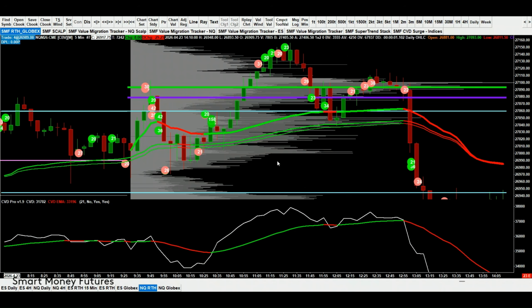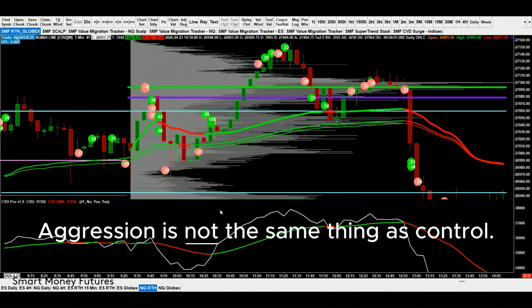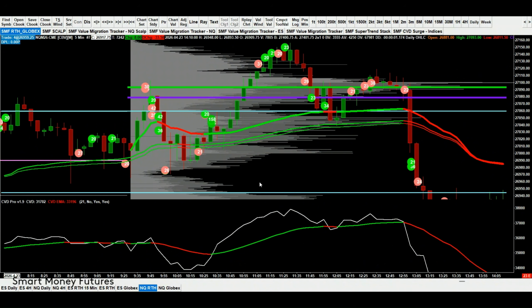Why CVD gets traders trapped. CVD stands for cumulative volume delta. It tracks the running difference between aggressive buying and aggressive selling. When traders lift the offer, that adds positive delta. When traders hit the bid, that adds negative delta. So yes, rising CVD means aggressive buyers are active, and falling CVD means aggressive sellers are active. But here is the mistake. Aggression is not the same thing as control. Control is not proven by the delta line. Control is proven by price acceptance or rejection.